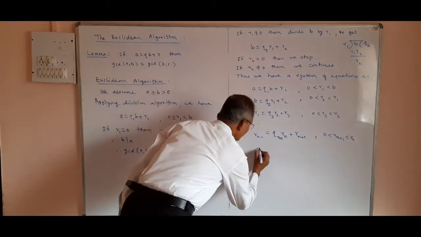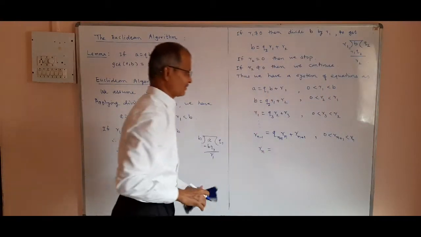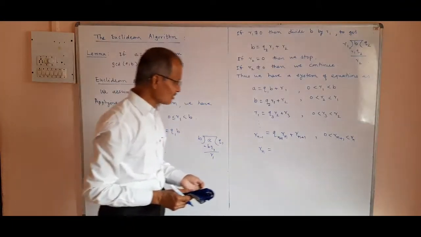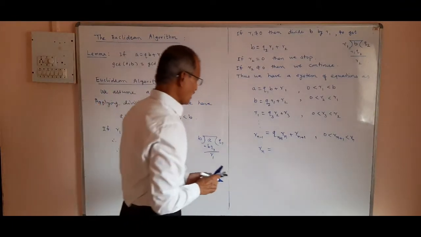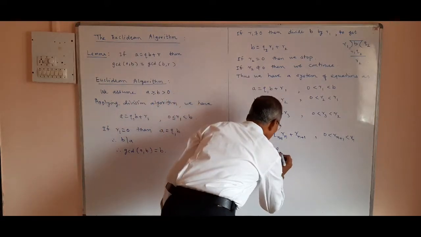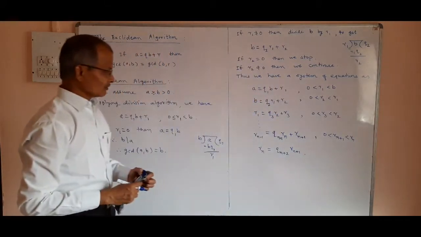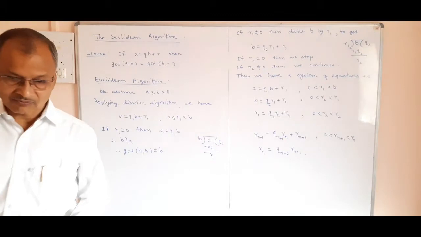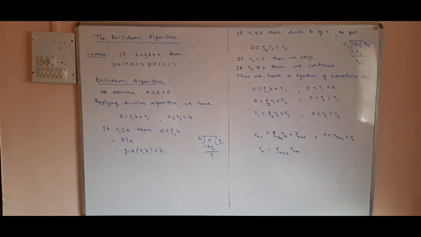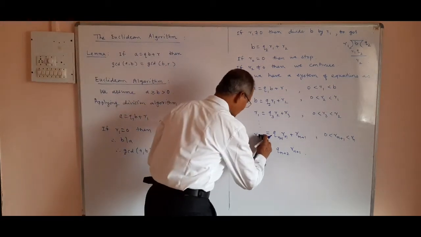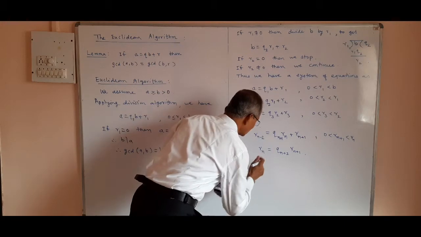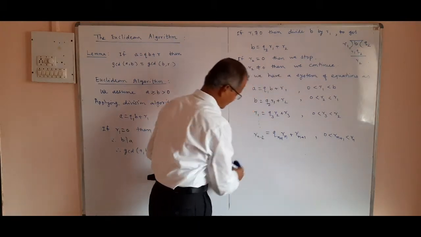And the final equation will be for Rn. If this is the last remainder, then the next last non-zero remainder is Rn, and this will be Qn plus 2 Rn plus 1. So this is the last set of equations that we shall obtain in this division algorithm process. So see, this Rn minus 2 we should consider, and the last we shall consider as Rn minus 1.